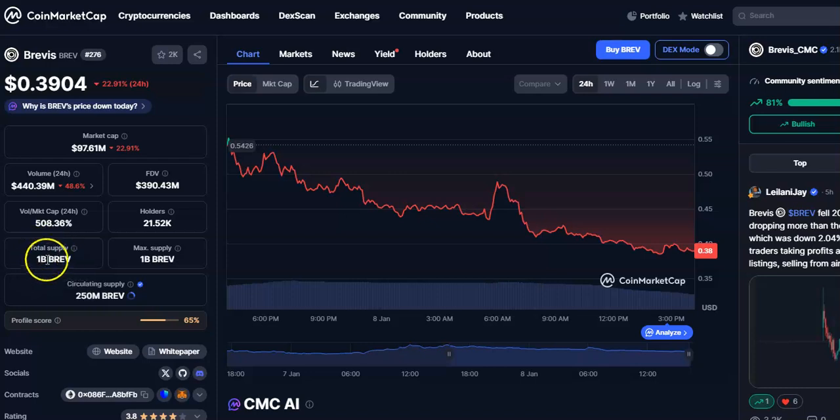Total supply, you can see it is 1 billion BREV coin, and holders you can see around 21.52k holders are for this cryptocurrency. Maximum supply is 1 billion, and circulating supply is 250 million BREV coins. So you can see very clearly these are the details for this cryptocurrency. Now we'll go to the chart.